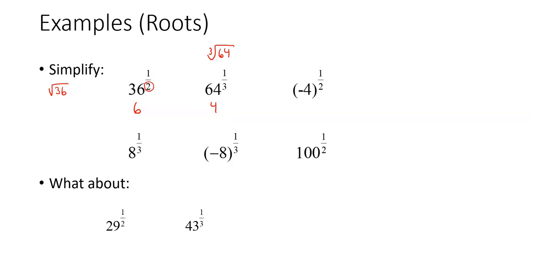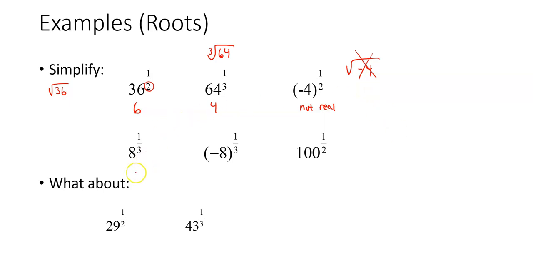Now, look at that third one. That third one says -4 to the 1/2. Well, -4 to the 1/2 says what number times itself twice will give me -4, and there is none. Because the second root is the same thing as the square root, I can't take the square root of a negative number. It's not real. Here we're keeping it real, so I can't do that.